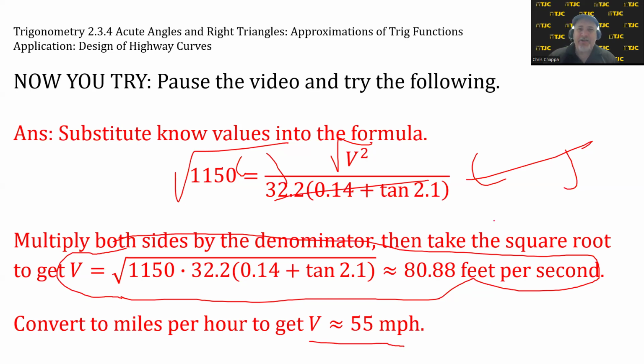So this is how they kind of determine the speed limits, especially on curvy roads, based on the radius of curvature and the relationship to the velocity, the safe velocity, if you will.